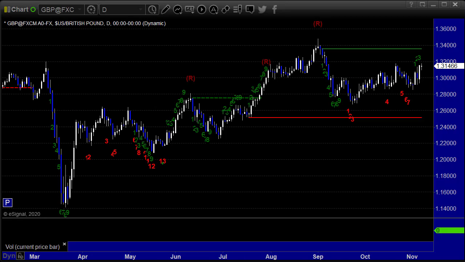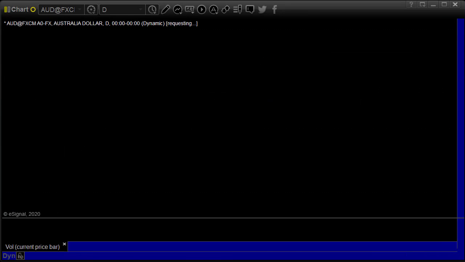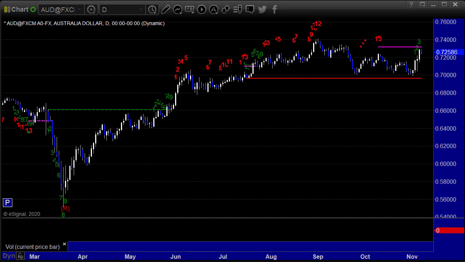Pound's also been fairly flat, although a little more action. Maybe 700 pips high to low, but if you take out that spike high over 3,200, now you're really talking about 500 pips for 5 months, 4 months. That's pretty late action wise. All right, we've got the Aussie dollar, also pretty flat. You're going to see the same theme here in all these pairs.